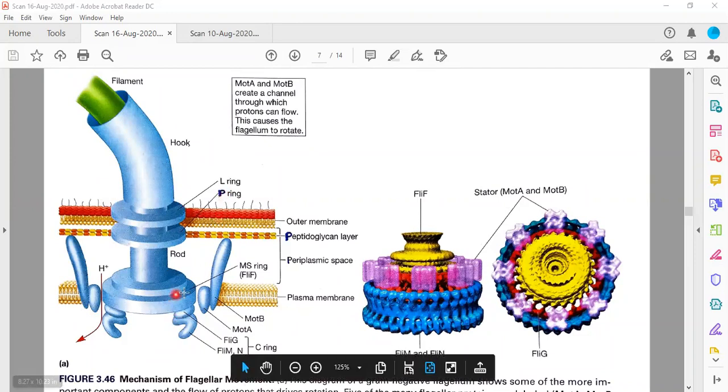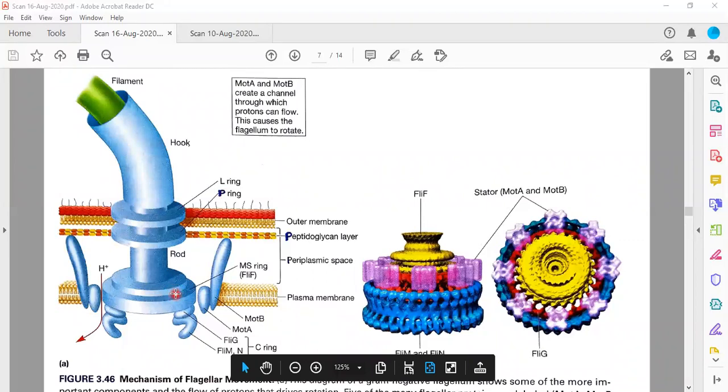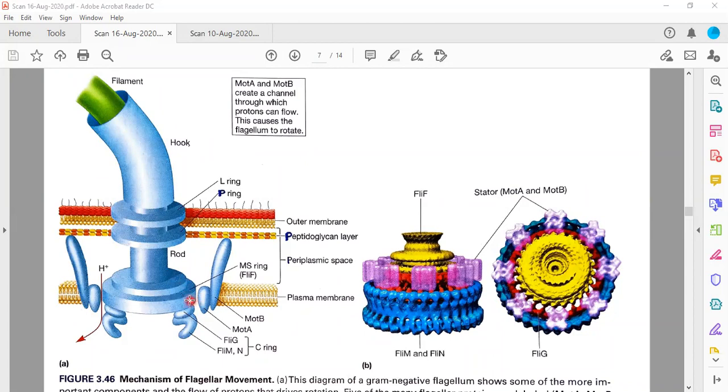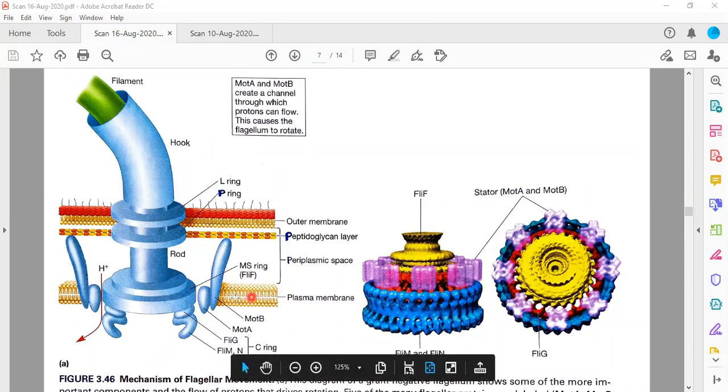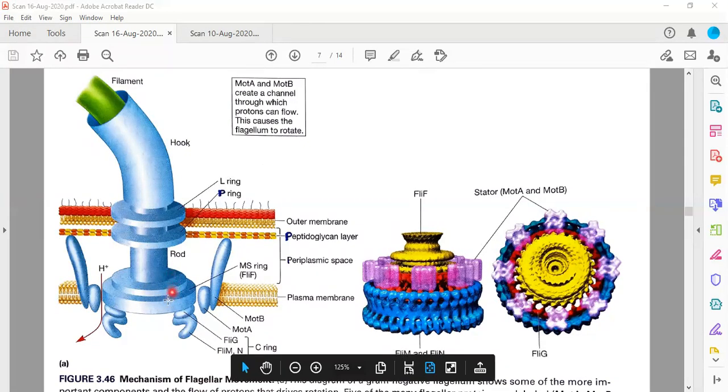Then there are 2 additional rings. This is called the MS ring. Initially, it was called the M ring and S ring. It is a combination of 2 rings. Actually, you can see here, this is the S ring, and this is the M ring. The M ring is present in the plasma membrane, and the S ring is a supramembranous structure, so it is present above the membrane, therefore called the S ring. But later it was found that both rings are actually merged together to make a common ring. Therefore, nowadays it is called the MS ring.